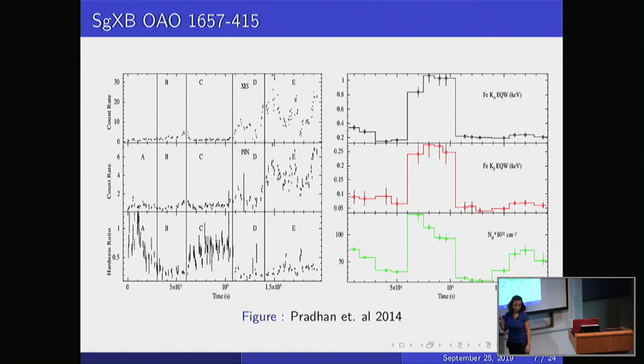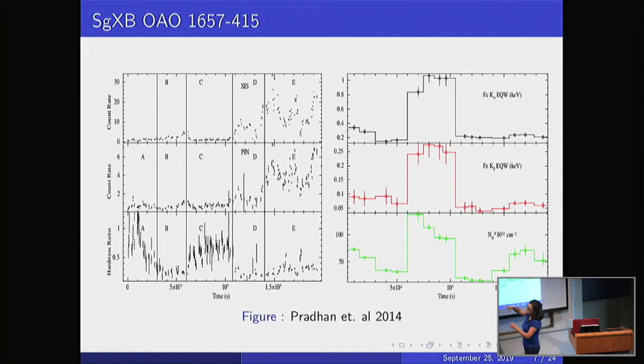In segment C, it's very interesting because now the NH value suddenly goes up to a very high value, and that can be explained by thinking that the clump, the neutron star actually passed through the clump of matter. So when it passes through the clump of matter, you see an increase in the NH value as well as an increase in the equivalent width of the fluorescence lines there in the first two panels.